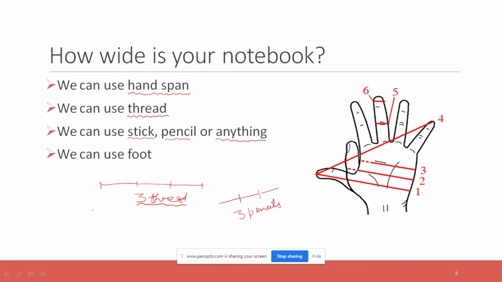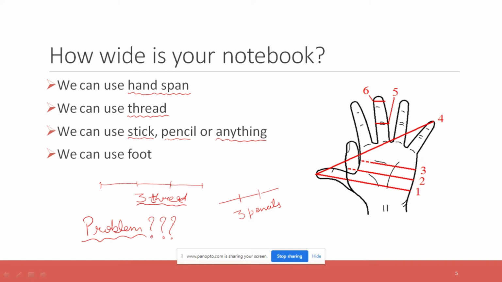But there is a problem. There's a big problem if you are calculating the distances using the threads, the handspan, and the sticks. Can you guess the problem? What is the problem? It is a major and very serious problem. If you know the problem, then it is very good. If you don't know, then we are about to discuss it.